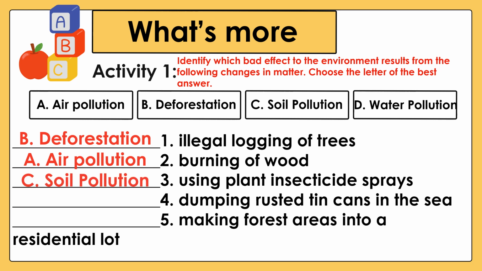Number 3. Using plant insecticides spray. The answer is soil pollution. 4. Dumping rusted tin cans in the sea. The answer is D. Water pollution. And number 5. Making forest areas into a residential lot. The answer is B. Deforestation.